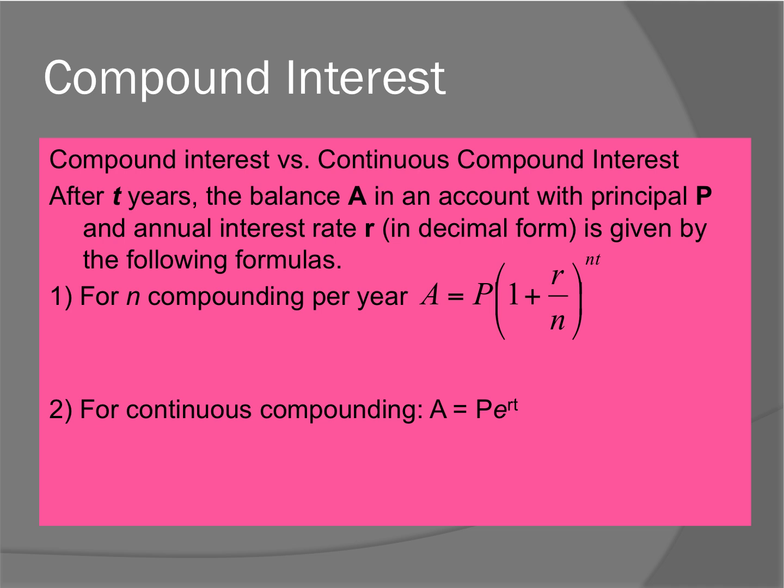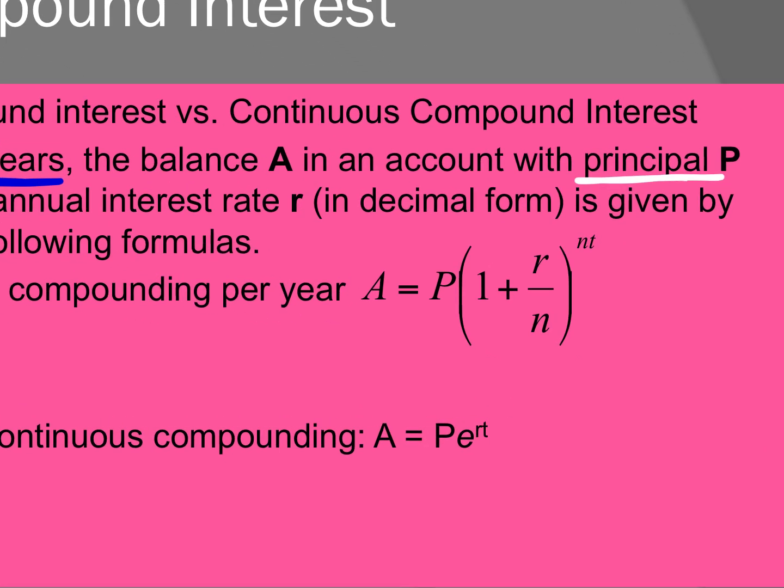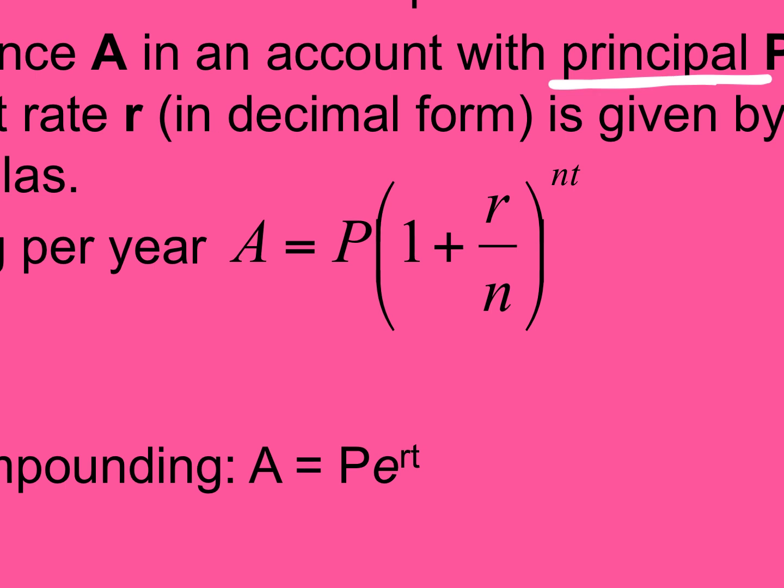So next we're going to talk about compounding interest. So we have compounded interest versus continuous compounded interest. So after t years, so t is the amount of years, the balance A in the account with principal P and annual interest rate R in decimal form is given by the following formulas. So when it's compounded n times per year, we use the first formula here. P is going to be our starting amount. R is the rate, but in decimal form.